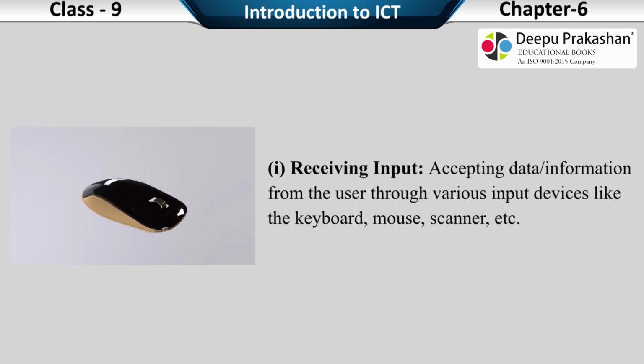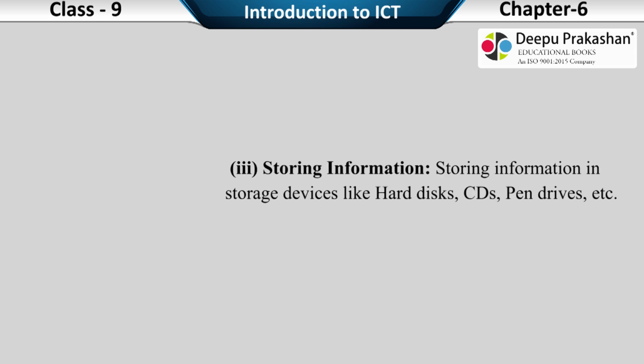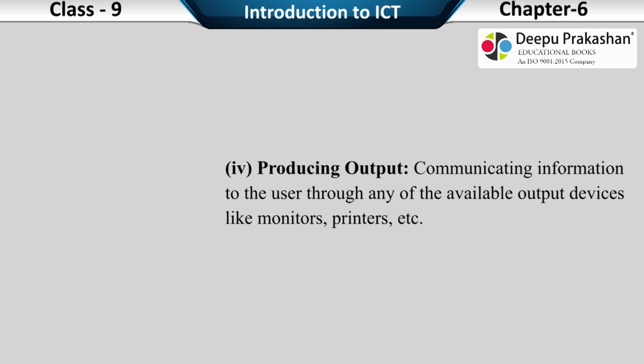1. Receiving input, accepting data information from the user through various input devices like the keyboard, mouse, scanner, etc. 2. Processing information, performing arithmetic or logical operations, ALU, on data information. 3. Storing information in storage devices like hard disks, CDs, pen drives, etc. 4. Producing output, communicating information to the user through any of the available output devices like monitors, printers, etc.